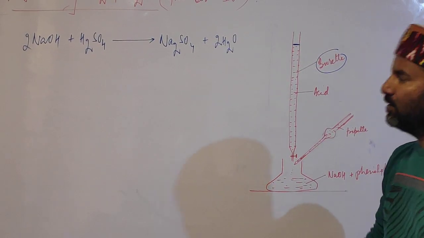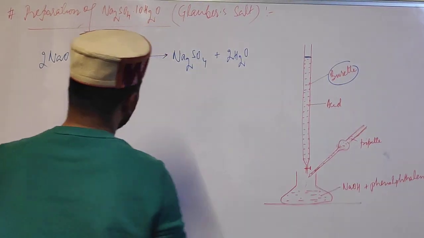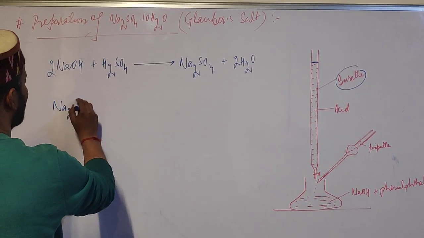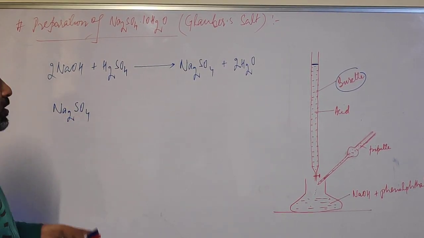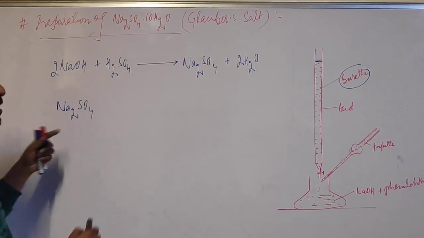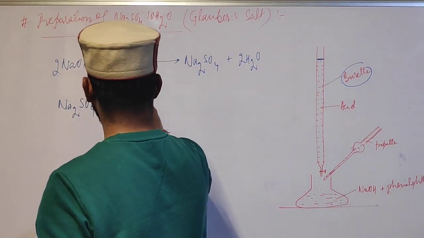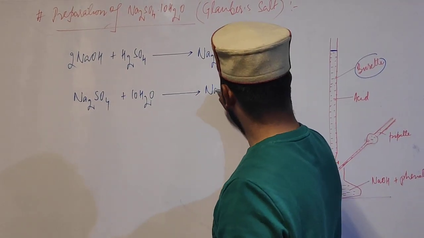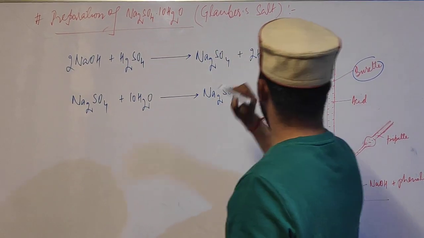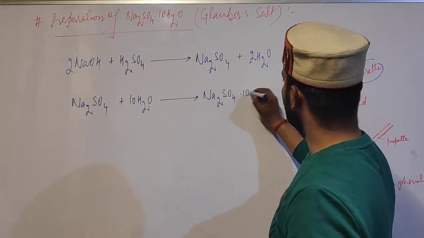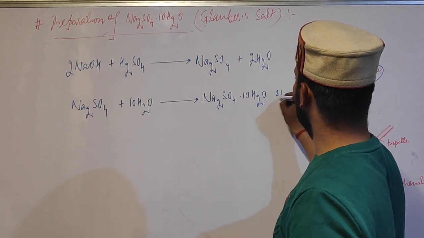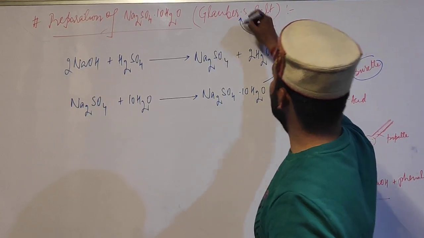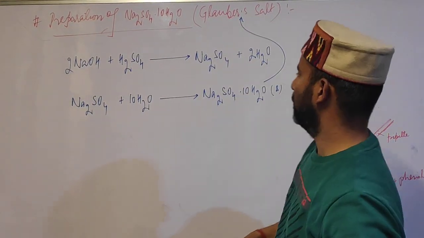So this is how it is carried out in the lab. And then since sodium sulfate is water soluble, we filter the solution so as to remove any insoluble impurity, and we then collect the filtrate in a china dish. We heat it till the crystallization point is reached, and then we allow the solution to cool gradually, and upon cooling we get white colored crystals of sodium sulfate.10H2O, and this sodium sulfate decahydrate is commonly known as Glauber's salt.